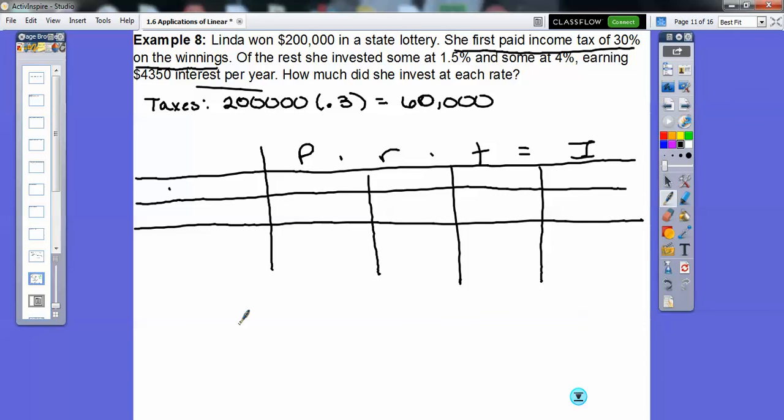Out of what's left, she's going to break it up, and she's going to put some in this investment that's going to earn 1.5%, some in this investment earning 4%. So those are my 2 different investments. Did it tell you the rate on your total one? So I'm just going to call this total. So my total is not $200,000 because she didn't walk home with that much. How much did she actually get? $140,000. Yeah, you have to take the amount she started with, subtract off your taxes. So she is only actually earning on $140,000.